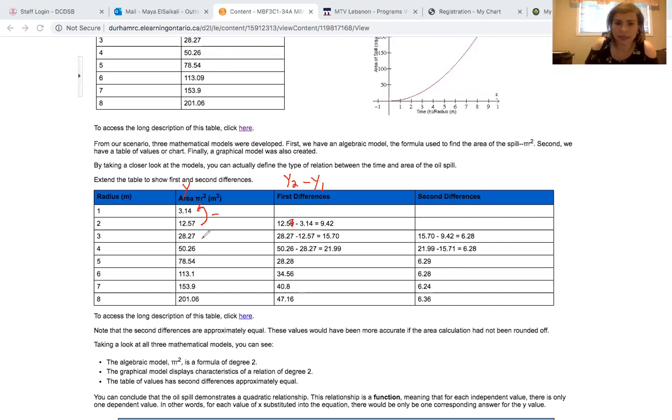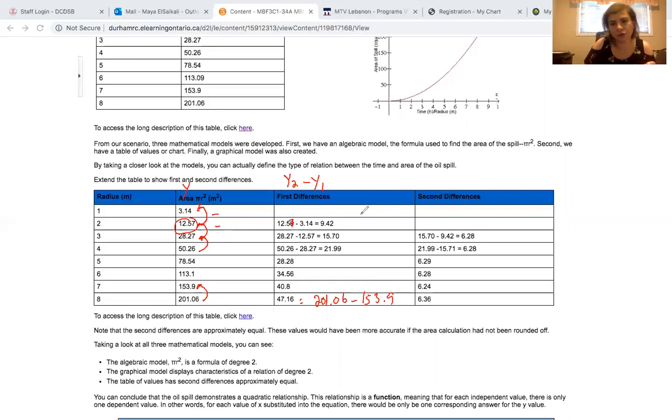And then you're gonna take this and subtract this from it. And then you're gonna take this and subtract this from it. So you're gonna keep going. So you take 28.27, subtract 12.57. So the higher y value minus the lower y value. And then you're gonna keep doing that until you finish all the y values. So the last one here, that's going to be 201.06 minus 150, 3.9, okay? So you're gonna keep subtracting.